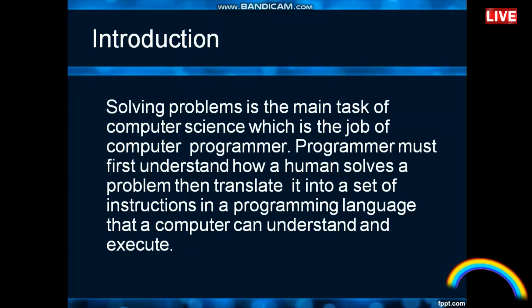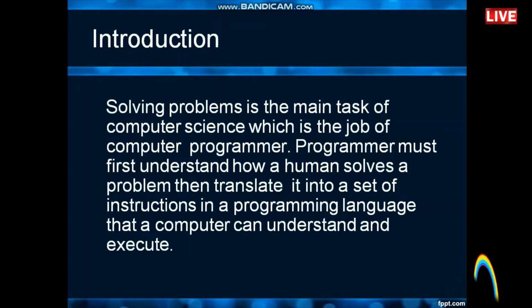Solving the problem is the main task of computer science, which is the job of the computer programmers. The programmer must first understand how a human solves the problem, then translate it into a set of instructions in a programming language that the computer can understand. So these are the general concepts that are given in your syllabus.